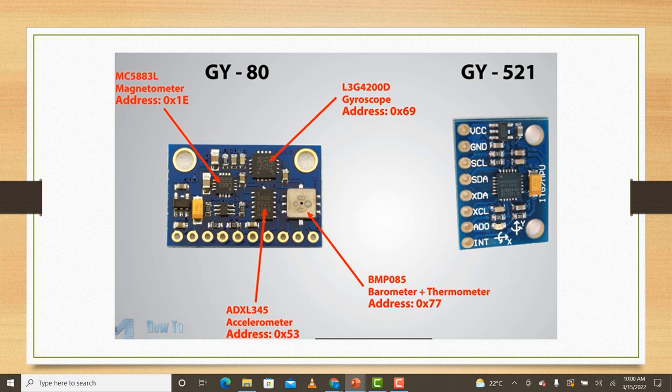What do you mean, GY? It is a type of sensor that contains like 4 sensors at the same time. So this can support I2C communication. Instead of buying a magnetometer, a gyroscope, an accelerometer, and a barometer separately, you can buy only one chip and use I2C to collect the data from these 4 sensors at once by using only a single communication port.